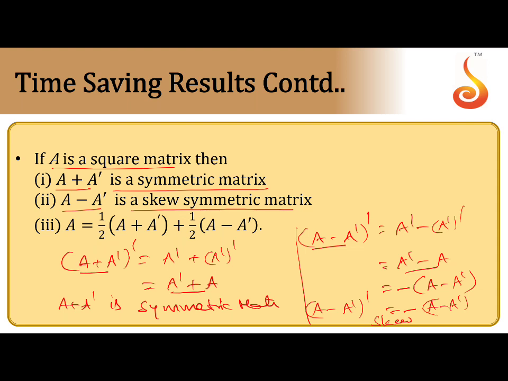Then every square matrix can be expressed as the sum of a symmetric and a skew-symmetric matrix. It's already a property from the PU level. I hope this concept is clear. With the help of this concept, we can solve the questions. Okay, so that's all the synopsis. We will solve the problems in another video.